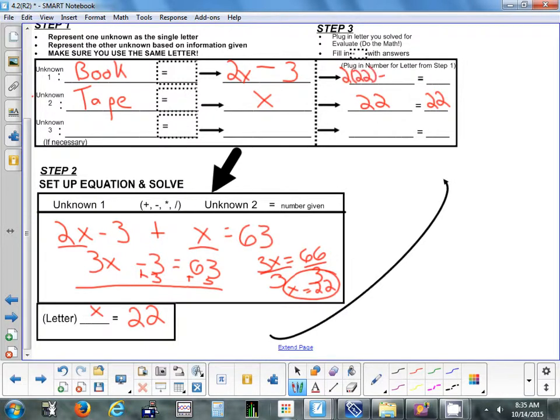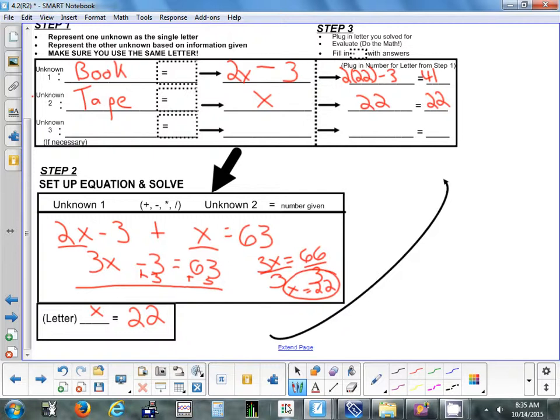2 times 22 minus 3. Taking the information that I solved for x, now I'm going to plug in. Once I solve this, I'm just going to work to the next spot up here. Anybody know what 22 times 2 is? 44. Then what, Maria? 44 minus 3? 41. All right, good. Now I go back, right? What's the book going to be? How much is the book going to cost? I solved for unknown 1, right? What's the book going to cost? What am I going to write in a little box? Anybody know?